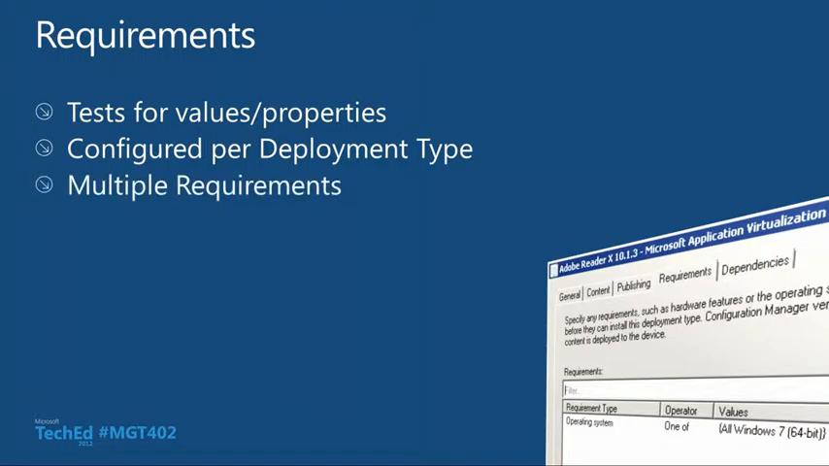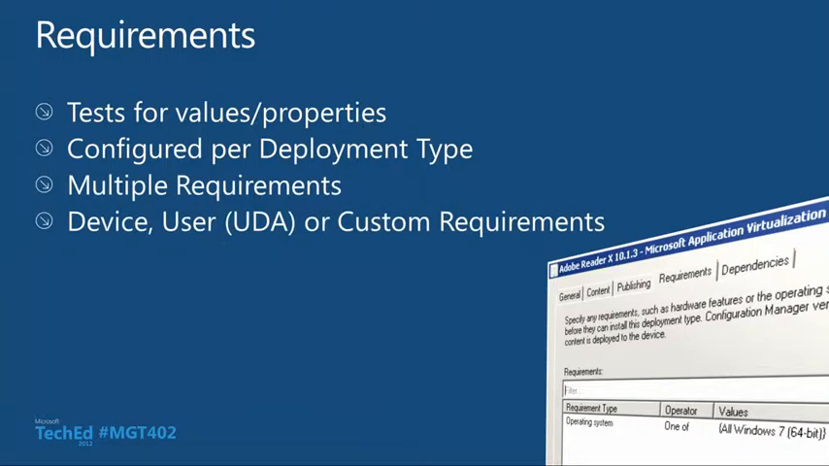Each one supports multiple ones, but they're broken up by categories. So device is basically anything to do with the machine which is going to be pushed out to, so RAM, hard drive space, OS type, and so on. A user test is where we get into the whole user device affinity area of Config Manager 2012. Has anyone played around with that? UDA? A little bit? Yeah.